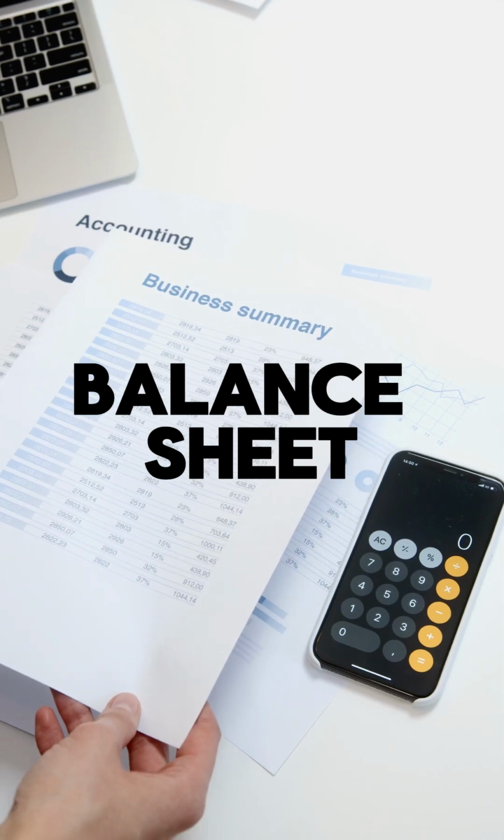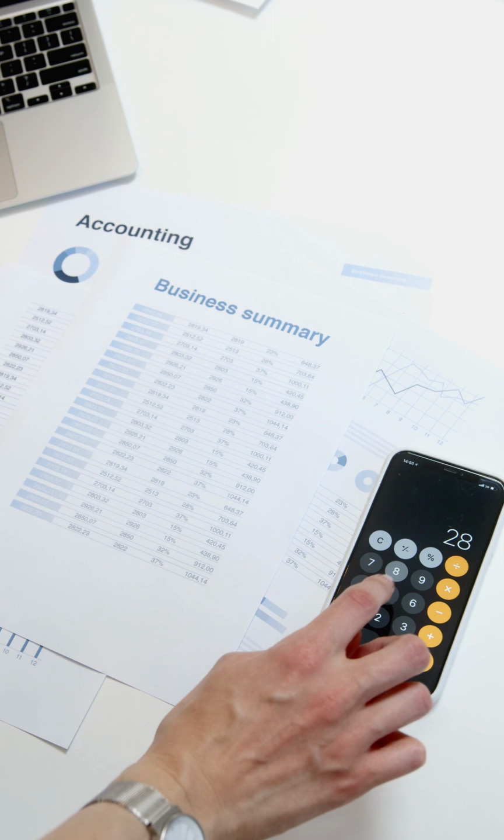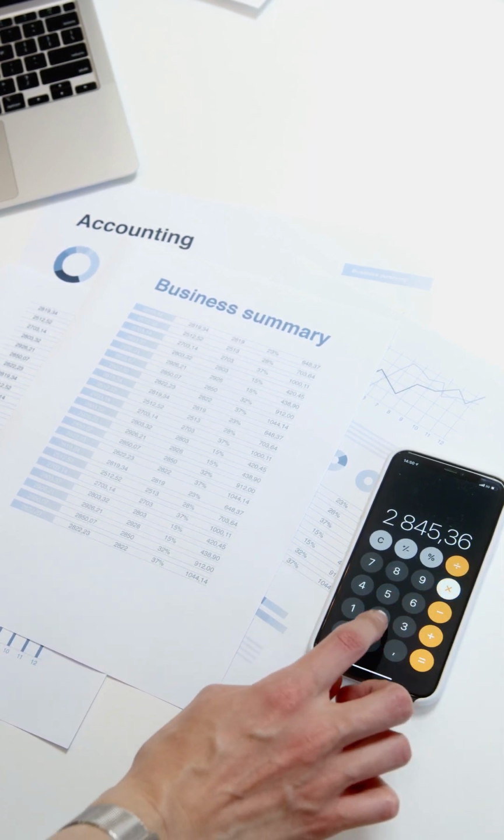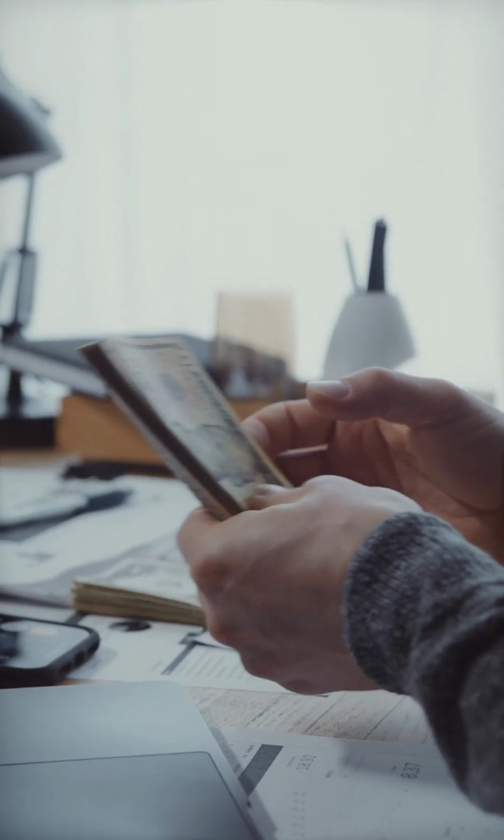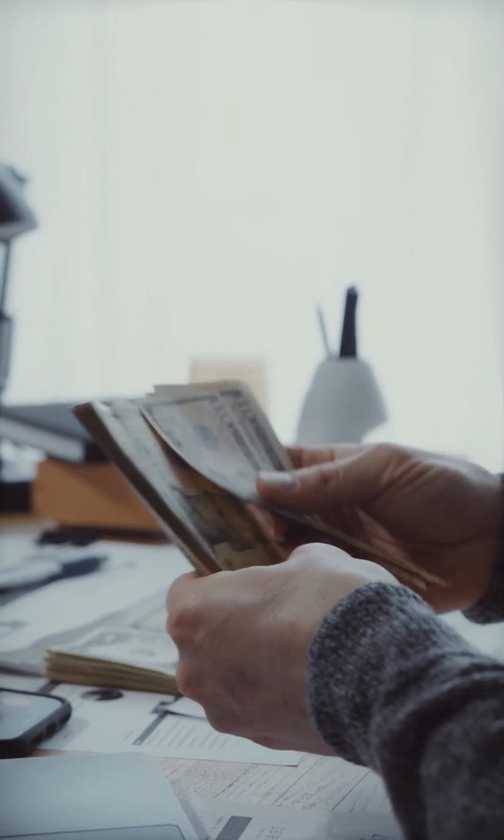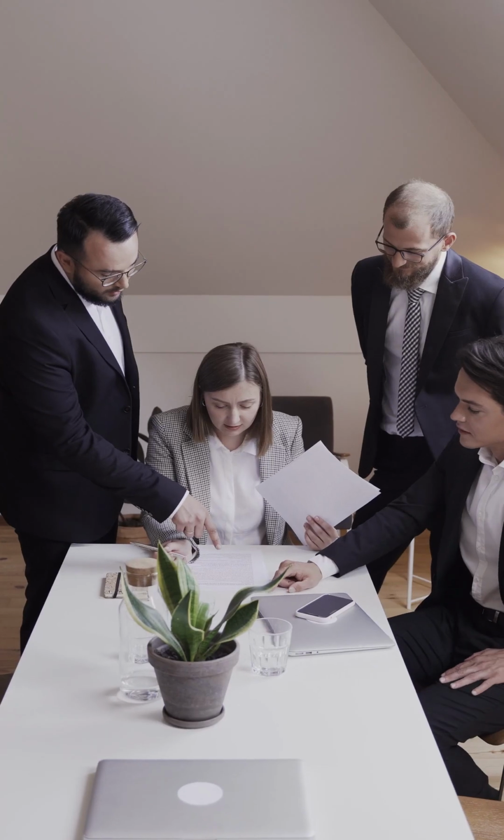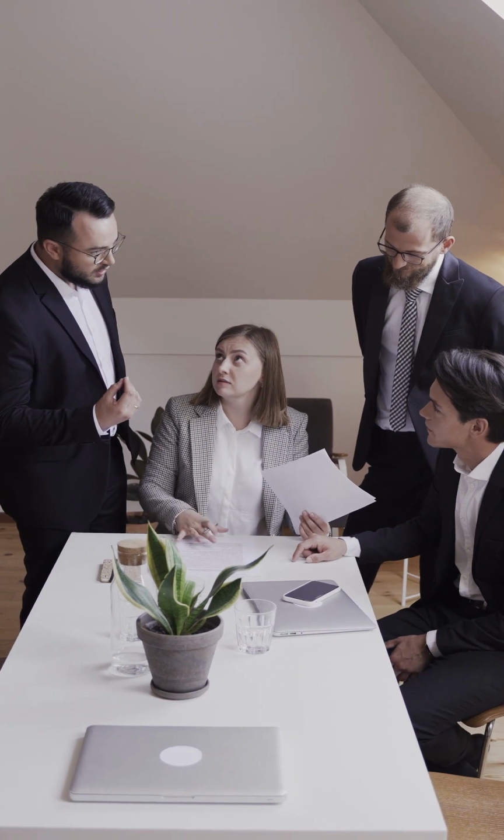Balance sheet. Think of the balance sheet as a financial snapshot of a company at a specific point in time. It's divided into three main sections: assets, liabilities, and owner's equity. Assets are what the company owns, like cash, inventory, and property. Liabilities are what the company owes, such as loans and accounts payable. And owner's equity represents the portion of the company that belongs to its owners.